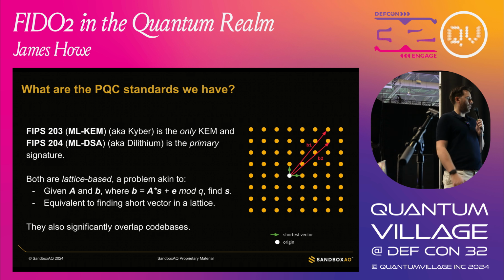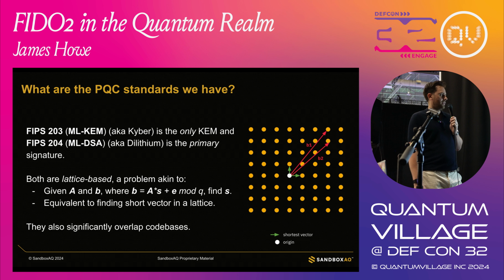and we have 4 standards coming. One of them is a KEM, and we'll have 3 digital signatures. Kyber is the only KEM at the moment, and Dilithium is known as the primary signature scheme. So these are basically the ones that we're going to be using fairly often.